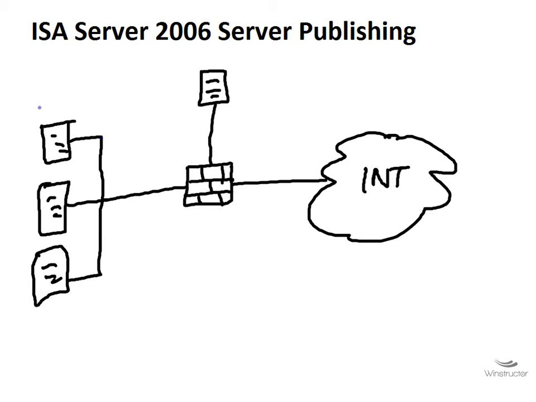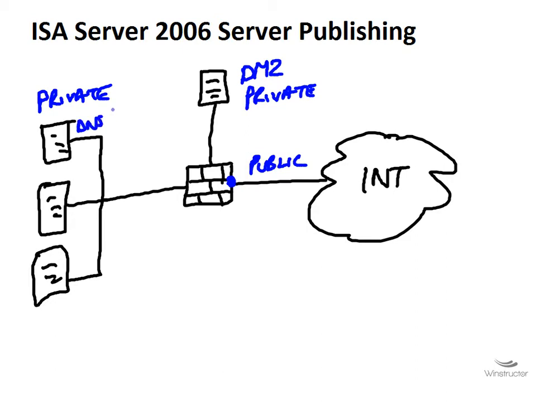We've got our internal network here. This will be using private IP addresses, things like your 192.168 range or your 10.0 range. We're most likely going to have a DMZ where our published servers are going to live to protect our internal network. And of course, these servers are also going to be configured with private IP addresses. And our ISA server itself is going to have a public routable address that allows it to connect to the internet. And on the inside of our network, we're most likely going to have an internal DNS server, which also has a private IP address.